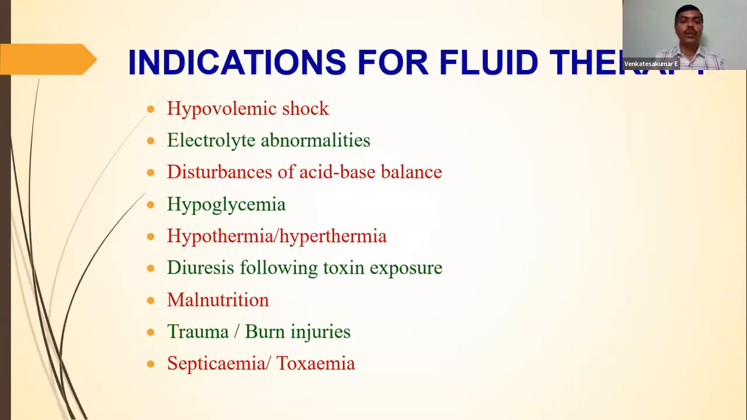Then nutrition. Suppose you are not providing adequate nutrition, or any disease condition leads to inanition, that is anorexia or inappetence, it will lead to malnutrition. That should be addressed by parenteral alimentation, or we can also go for oral total alimentation. Any bone injury or trauma leads to loss of fluid or heavy loss of blood, which will also lead to a deficit of fluid in the body. Septicemia and toxemia conditions cause severe hyperdynamic and hypodynamic changes in the body, so we need to treat those conditions with the appropriate fluid therapy.